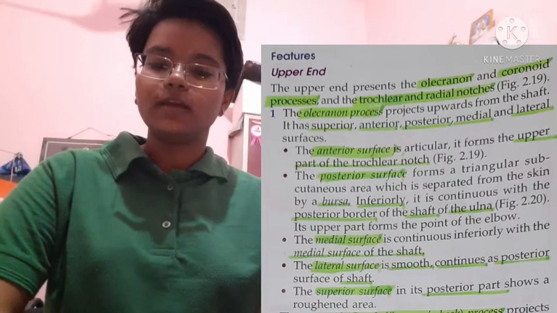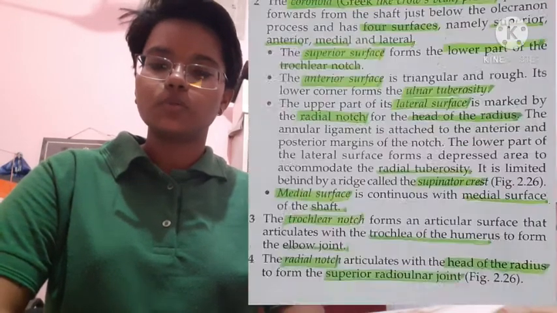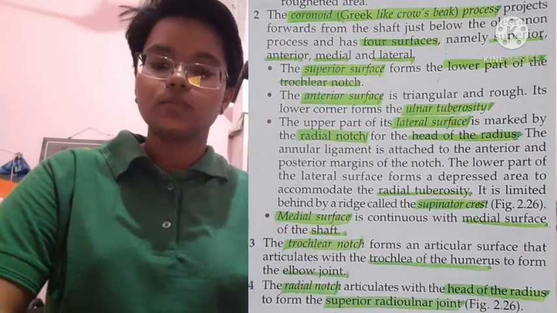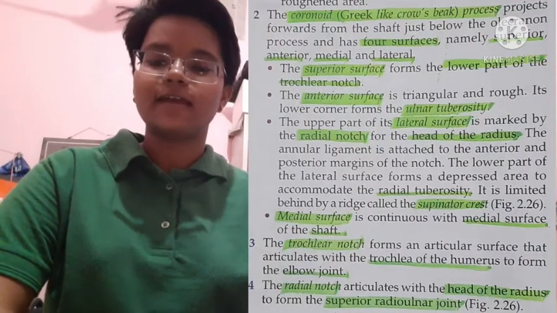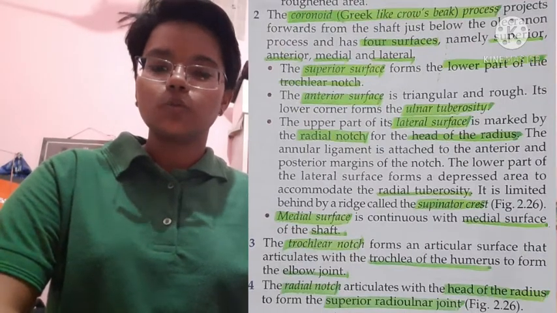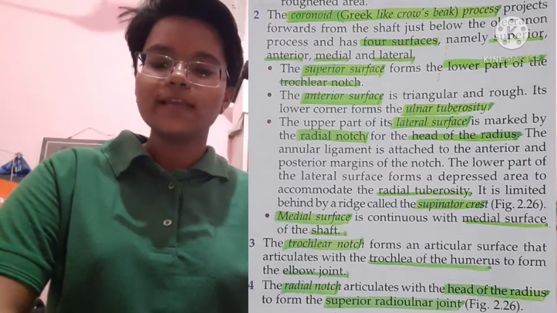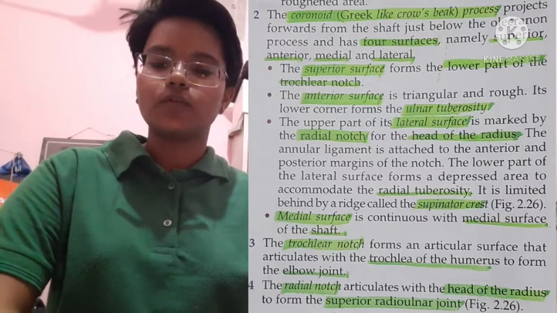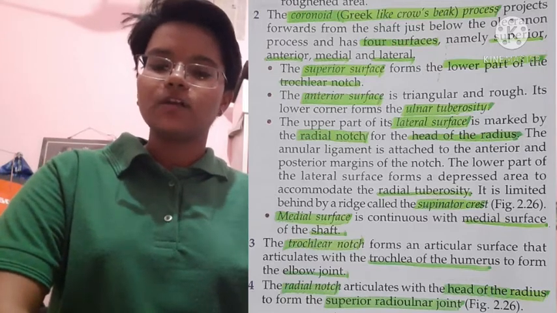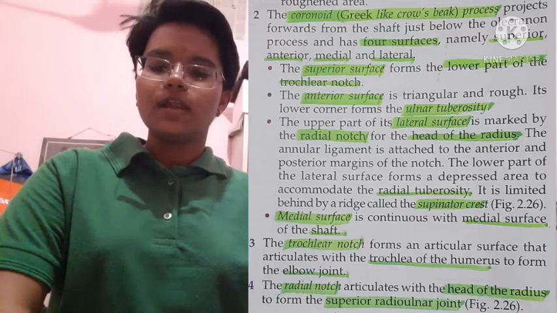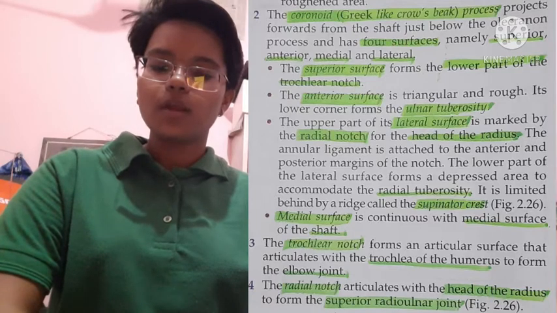The coronoid, Greek for crow's beak, process projects forward from the shaft just below the olecranon process and has four surfaces, namely superior, anterior, medial and lateral. The superior surface forms the lower part of the trochlear notch. The anterior surface is triangular and rough. Its lower corner forms the ulnar tuberosity.